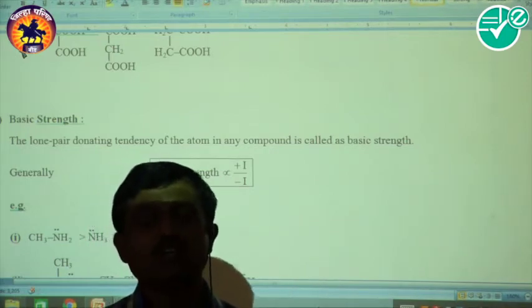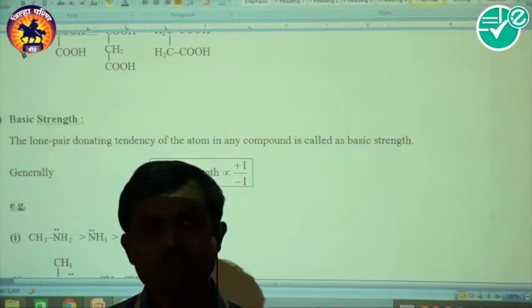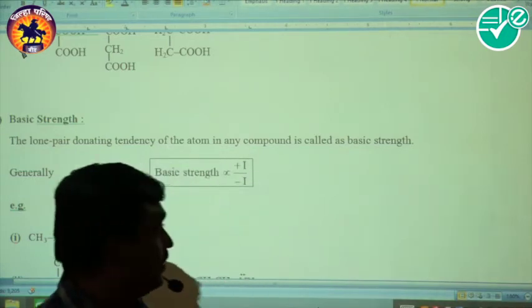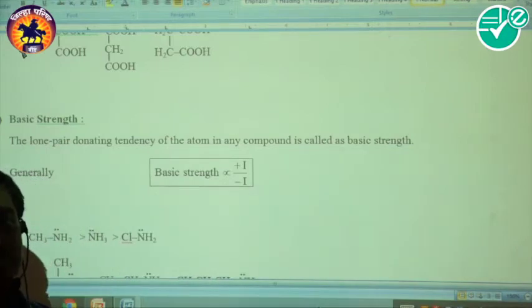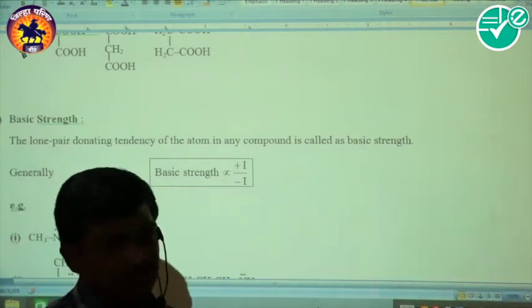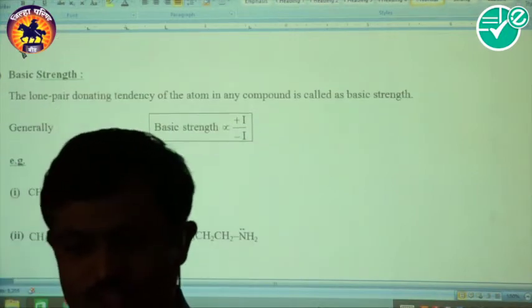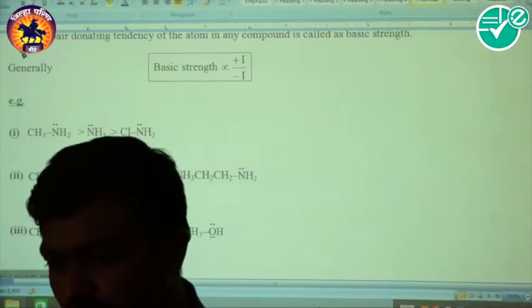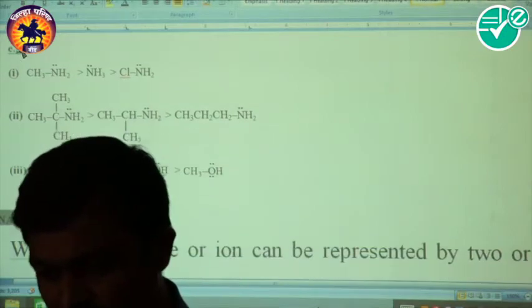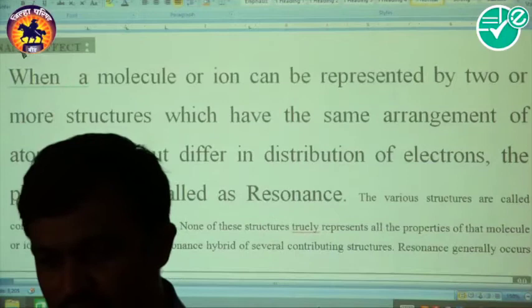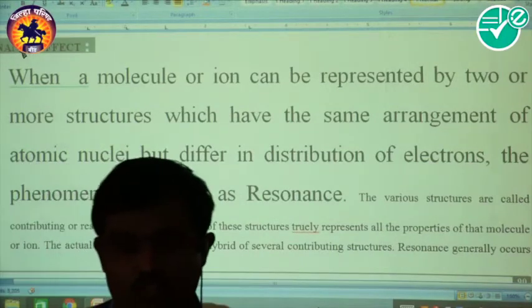So if an electron-donating group, a positive inductive effect, is there, then we say that the strength of the base increases. This is just the vice versa of the acidic strength. Okay, now the next one is the resonance effect.